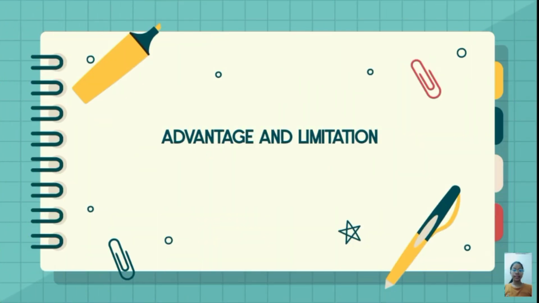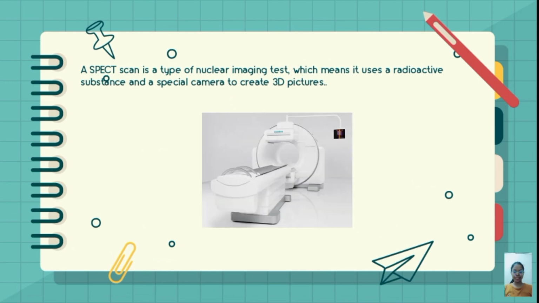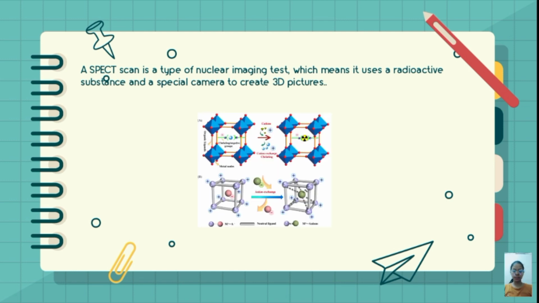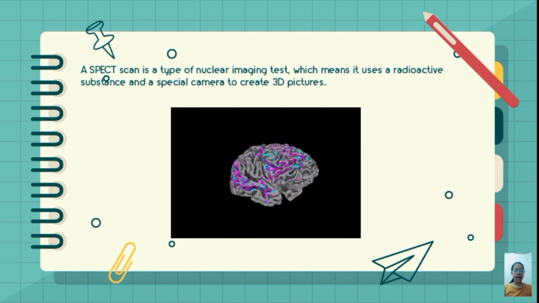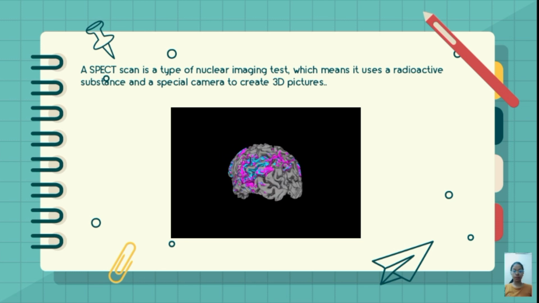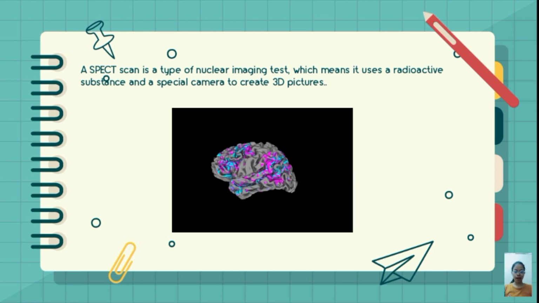The advantages and limitations of the SPECT scan. The advantage of the SPECT scan is that it is a type of nuclear imaging test, which means it uses a radioactive substance and a special camera to create 3D pictures. A SPECT scan is similar to an MRI study in that both show a 3D image of the brain. However, whereas MRI shows the physical anatomy and structures of the brain, a SPECT scan shows how the brain works.